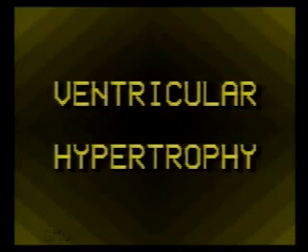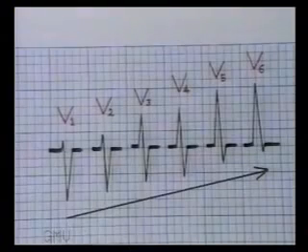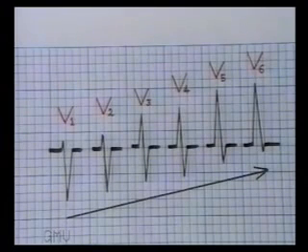Ventricular hypertrophy. Ventricular enlargement is diagnosed from the pattern and amplitude of the QRS complexes in the chest leads V1 to V6. This is the normal pattern of QRS complexes in chest leads. The lead V1 shows a small R wave and a deep S wave. As we proceed towards V6, the height of the R wave progressively increases and the depth of the S wave progressively decreases.